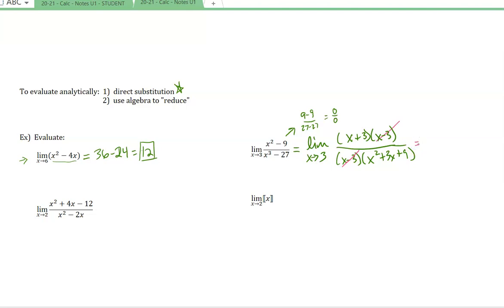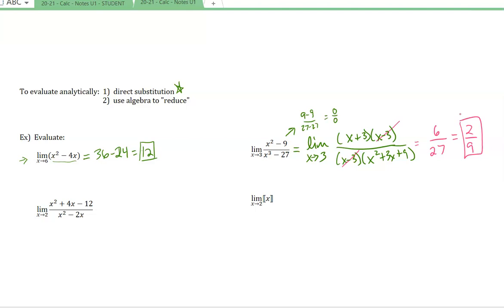Okay, and now when I plug 3 in for x, I get 3 plus 3 over 3 squared plus 3 times 3 plus 9, so 9 plus 9 plus 9. And I no longer have the 0 over 0 problem. Okay, so my limit is 2/9.